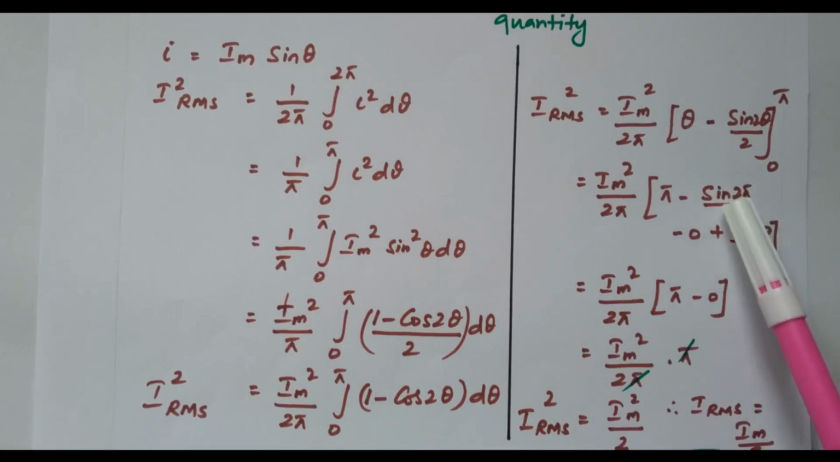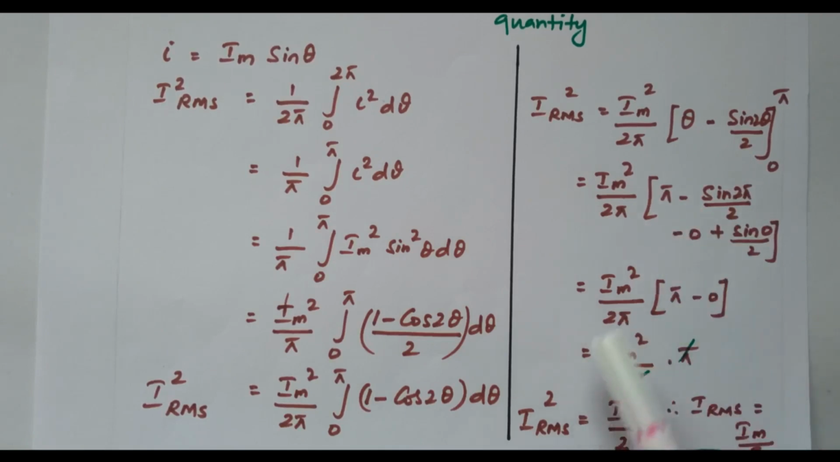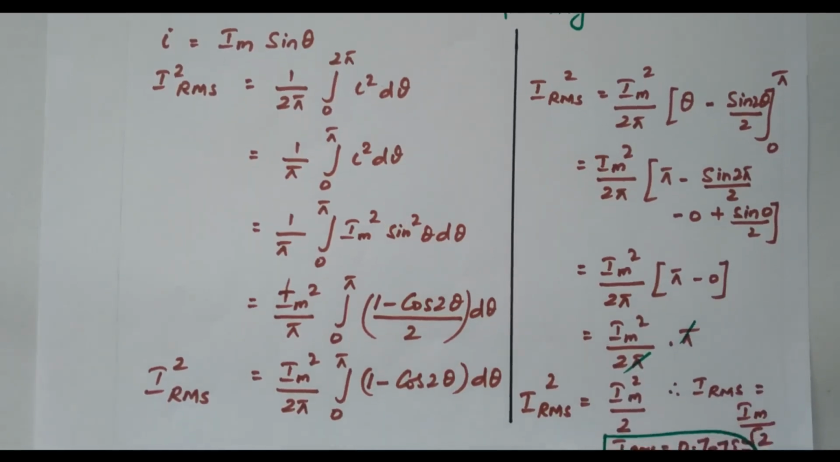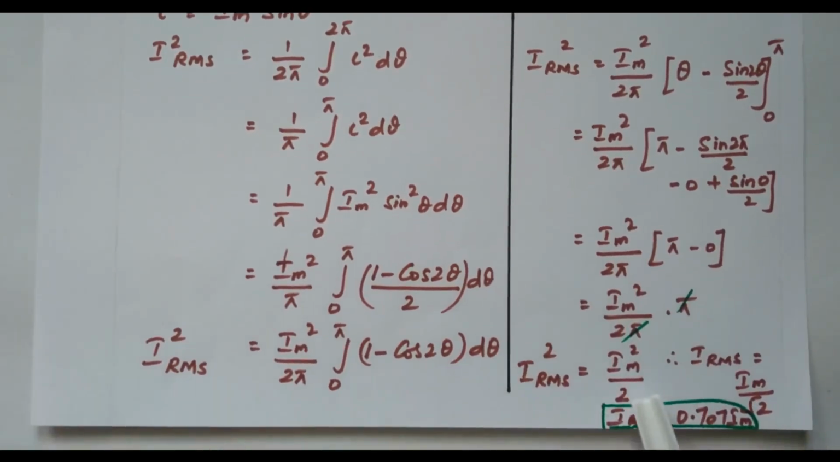Sin pi is 0 and sin 0 is also 0. Only pi remains. So Im square divided by 2 pi times (pi minus 0), that is Im square divided by 2 pi times pi. This pi gets cancelled. So what we have is Im square divided by 2.